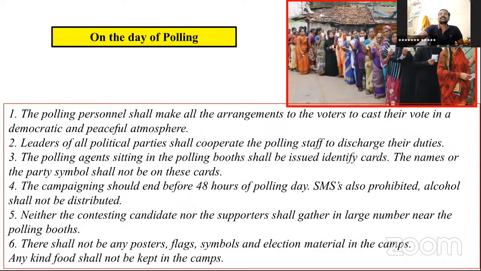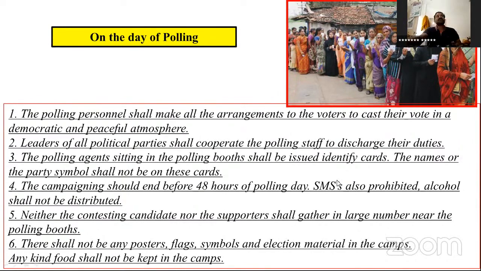Okay, on the polling day, what happened on the polling day? Look at this picture. On polling day, all the voters stand in the queue along with their voter slip or voter card, or any identity proof. They are coming to the polling station. Let us discuss what happened on the polling day, one by one.